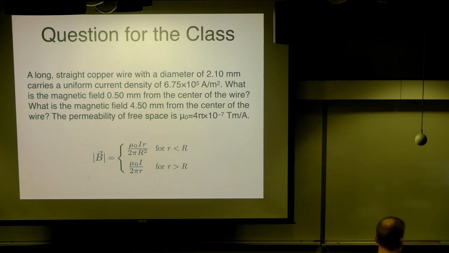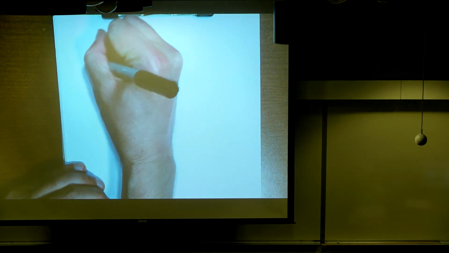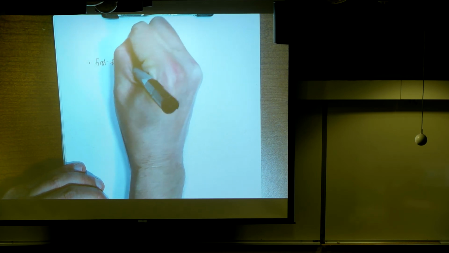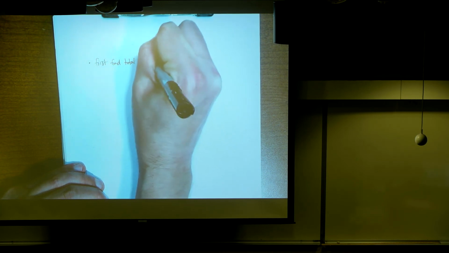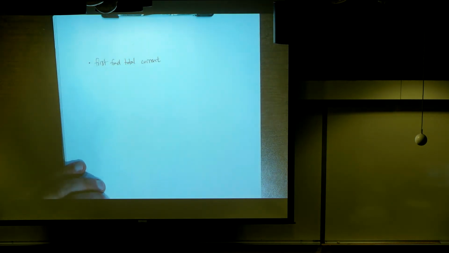Okay, I realize we're a little bit pressed for time, so I'm going to change plans and we'll just go through this on paper because I don't think there's enough time. So let's work this out. Let's start by finding the total current. That's what we need to do first, in order to use our formulas.